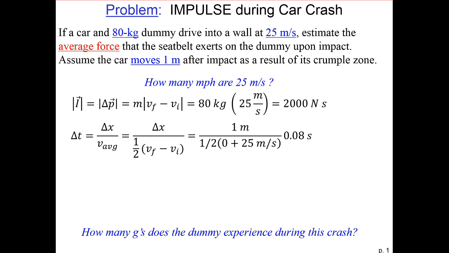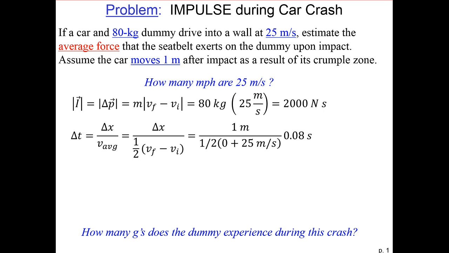So the average velocity times time is equal to the distance, so the distance divided by the average velocity is equal to the time. That means that if we take 1 meter and divide it by the average velocity of 12.5 meters per second, then that gives us a time of 0.08 seconds.